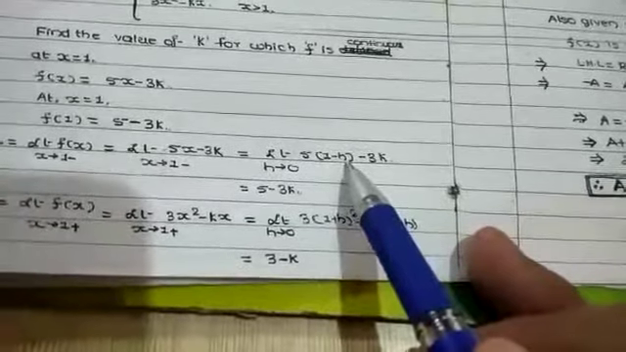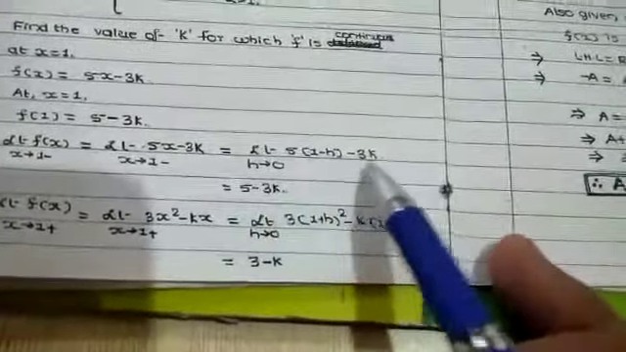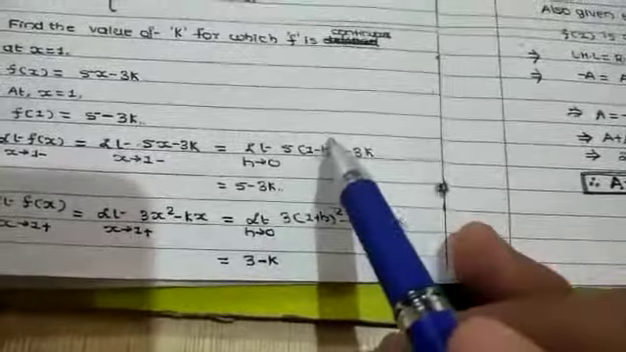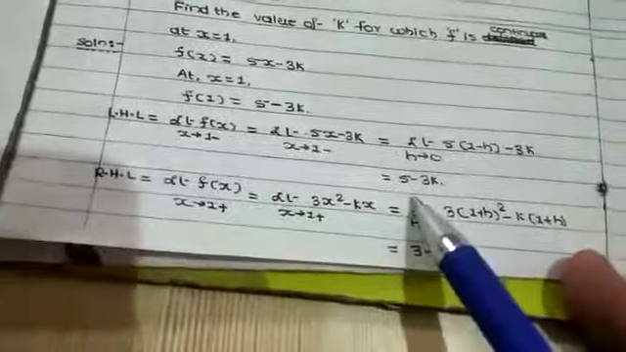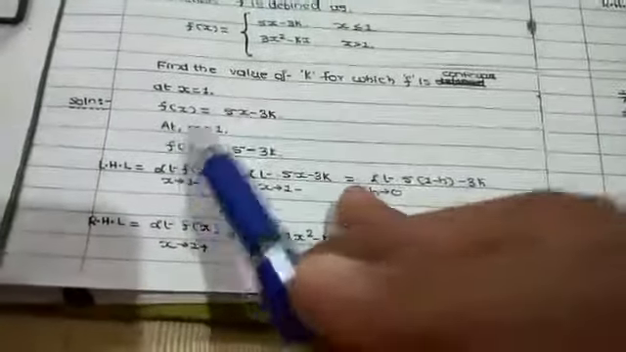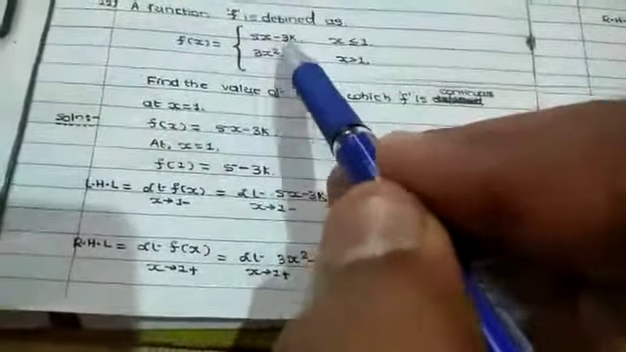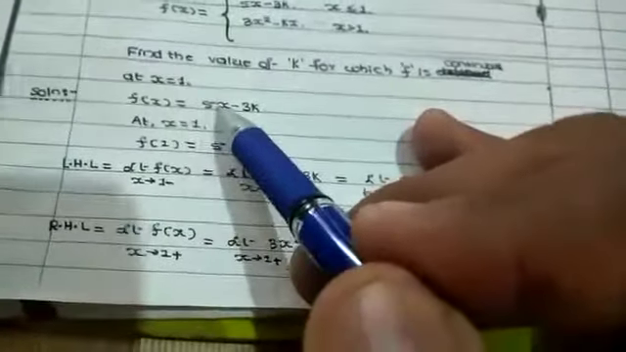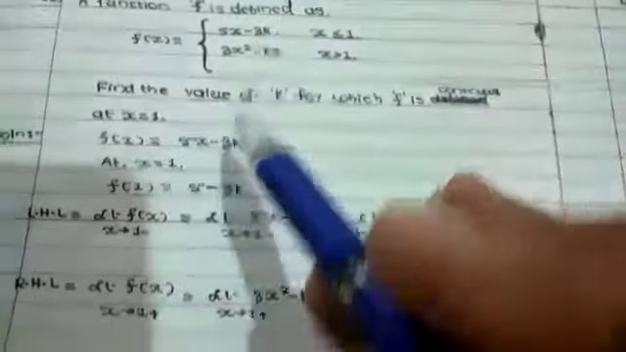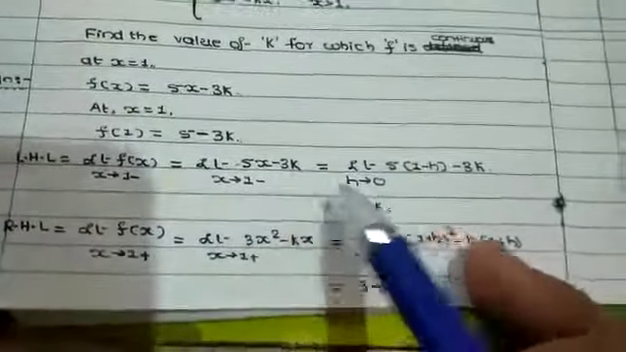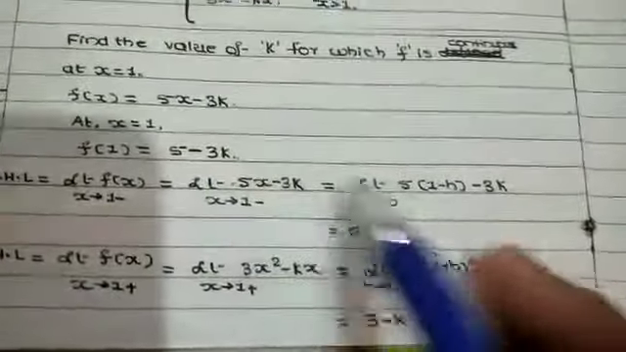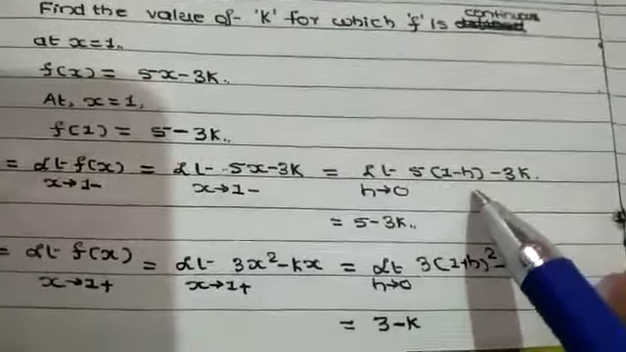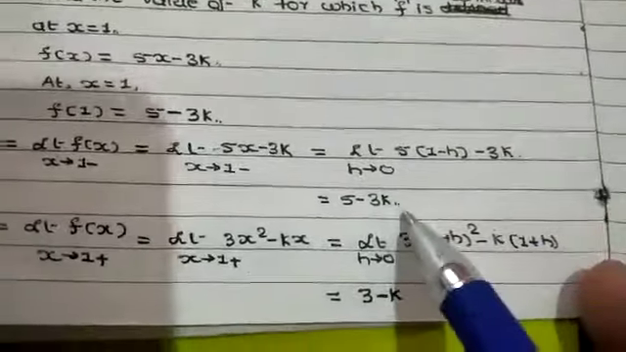Okay, as h tends to 0, x tends to 1 minus h, so 5 minus 3k; if the h value is 0 it becomes 5 minus 3k, so this is your LHL value. At the given point x equals 1, LHL means we consider x less than 1, so the function is 5x minus 3k. As h tends to 0, x tends to 1 minus h, so in place of x we substitute x equals 1 minus h. If h is 0, we get 5 minus 3k.